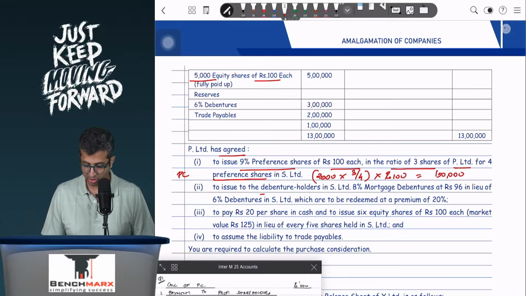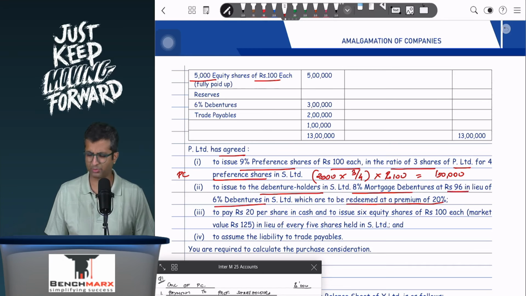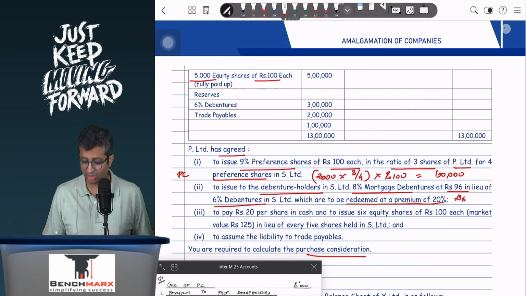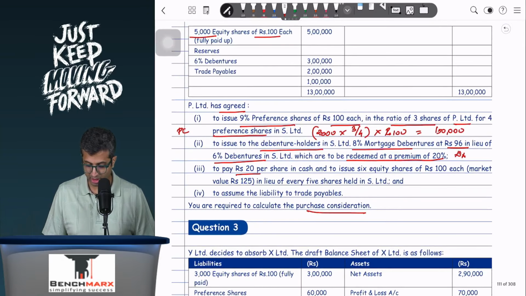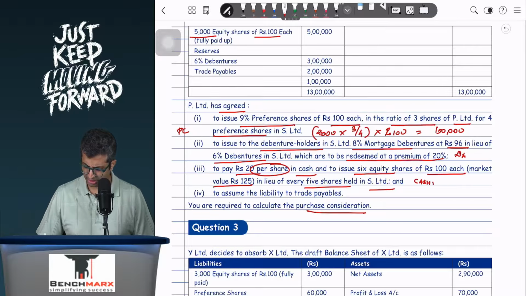Next, to issue debenture holders in S 8% mortgage debentures of 96 in lieu of 6% debentures, which are to be redeemed at a premium of 20%. We'll skip that because this is a part of net assets and the question says calculate PC. Next, to pay rupees 20 per share in cash and to issue 6 equity shares of rupees 100, market price 125, in lieu of every 5 shares in S. So for equity shares, I will have a cash payment, which is 20 per share.